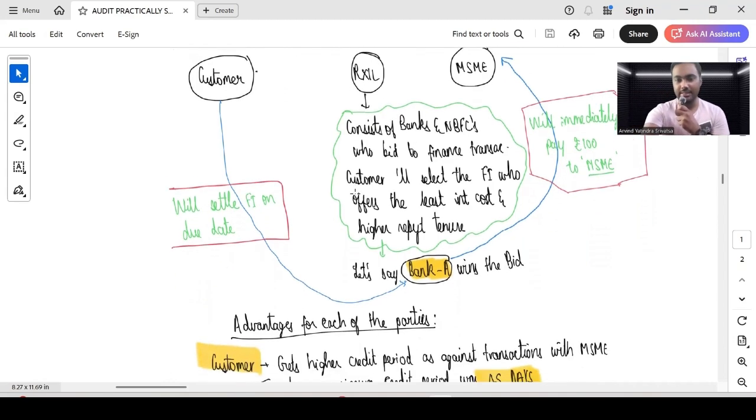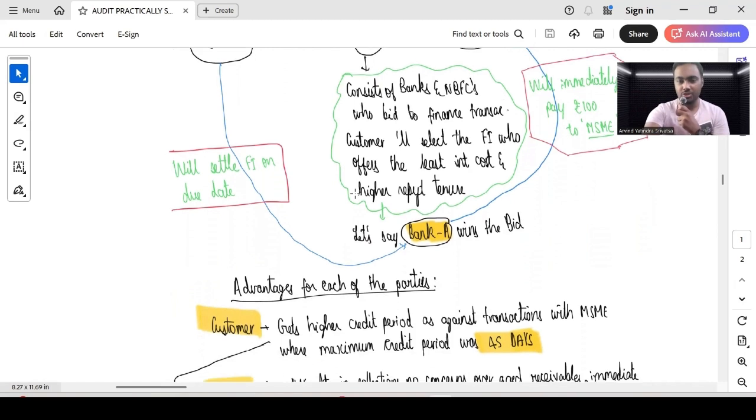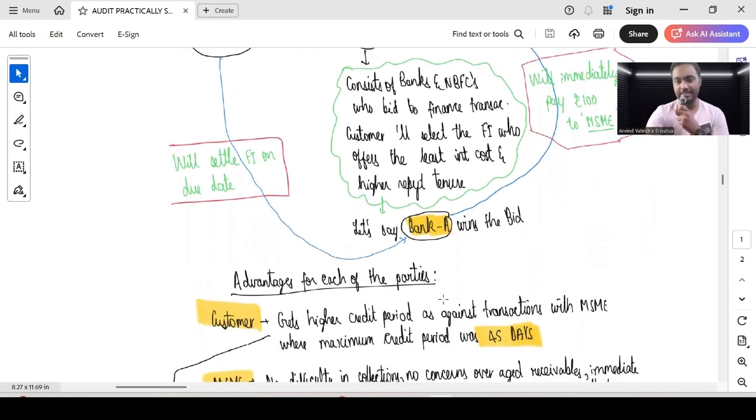Now let us look at the advantage for each of the parties. The customer gets a higher credit period, as against transactions with MSMEs where the maximum credit period was 45 days. In this example, you could get a credit period of up to 180 days in RxSale. Yes, you would have an initial interest outflow, I agree with that. But at the end of the day, you are getting a higher credit period, guys, and your principal amount is not getting locked for a long while. So from the customer standpoint, you get a credit period of 180 days as against 45 days.